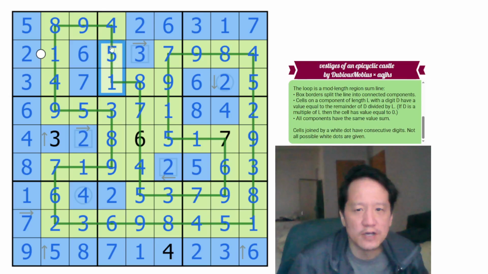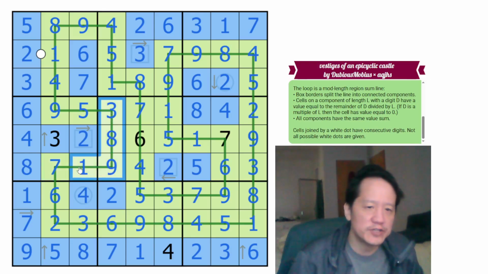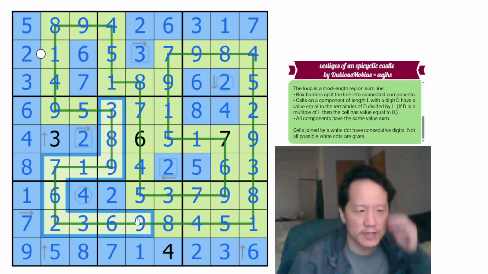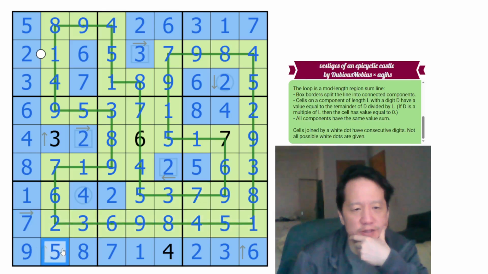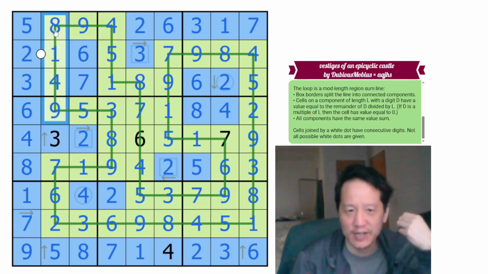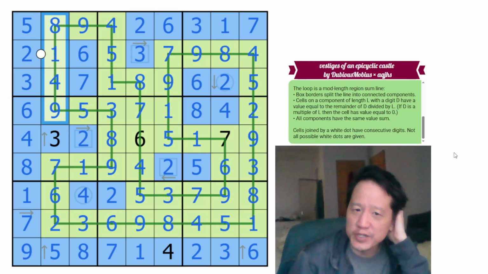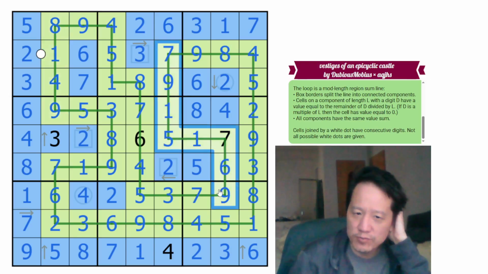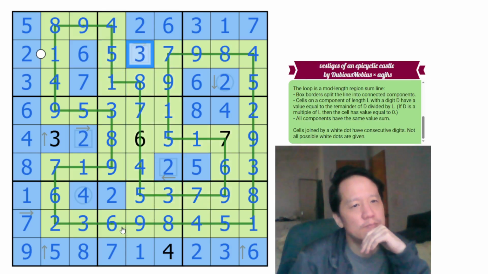Pretty interesting notion, particularly this mod length region sum line. This is the first time I've run into this rule set. It's very interesting, though, the logic that's required for that. And then the arrows limit things, definitely. Like this. It's like, oh, this has to be all 3 here. Pretty interesting rule set, and just actually the loop was very interesting too, with the arrows. Pretty cool puzzle.